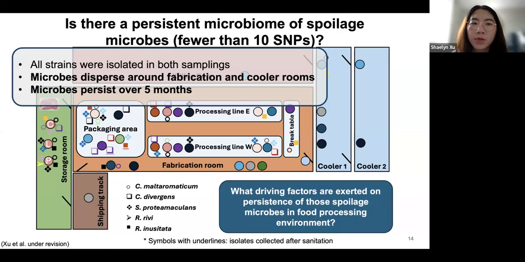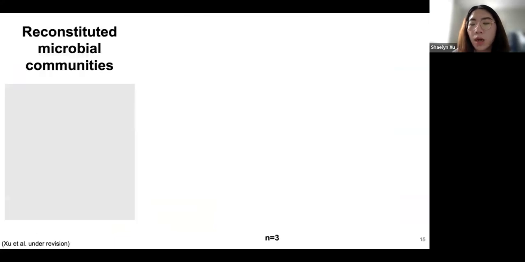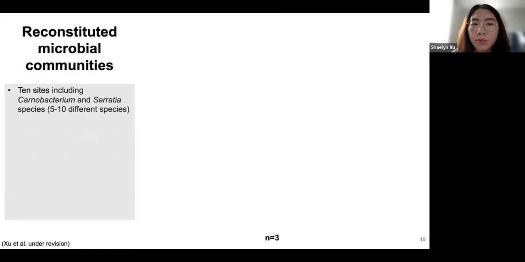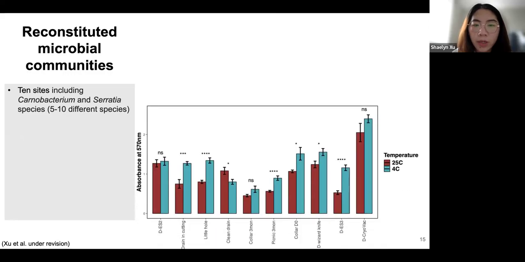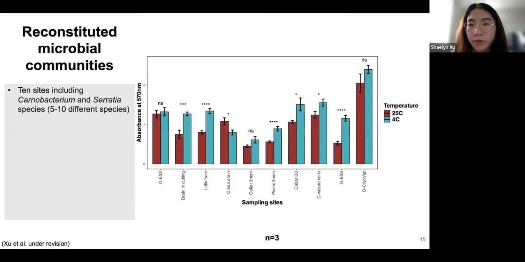So to further know what driving factors actually play a role in the persistence of those spoilage microbes, we reconstituted our bacterial communities to let them grow as biofilms. What we did is we picked 10 sampling sites that included those spoilage-related microbes, including Carnobacterium and Serratia species. We put them together, we let them grow on food-grade stainless steel surfaces, and then grew them at both ambient temperature and 4 degrees to mimic the simulated processing environment.